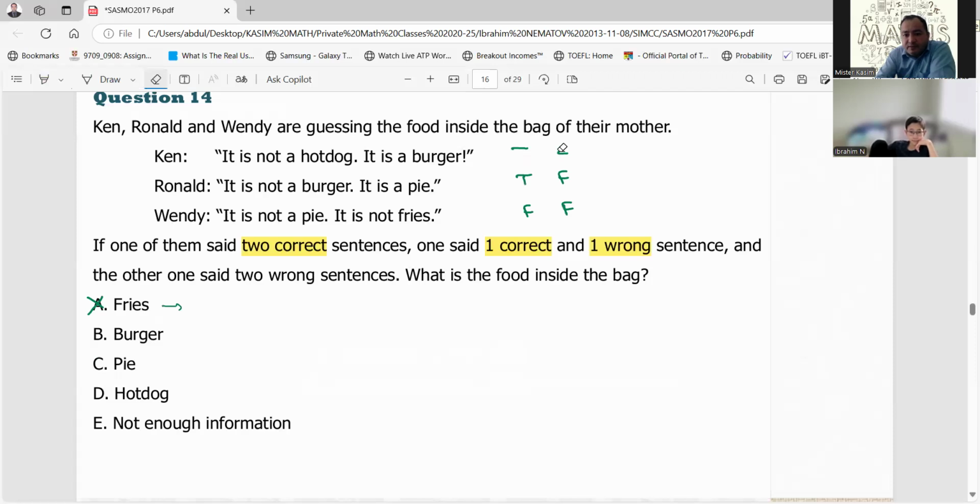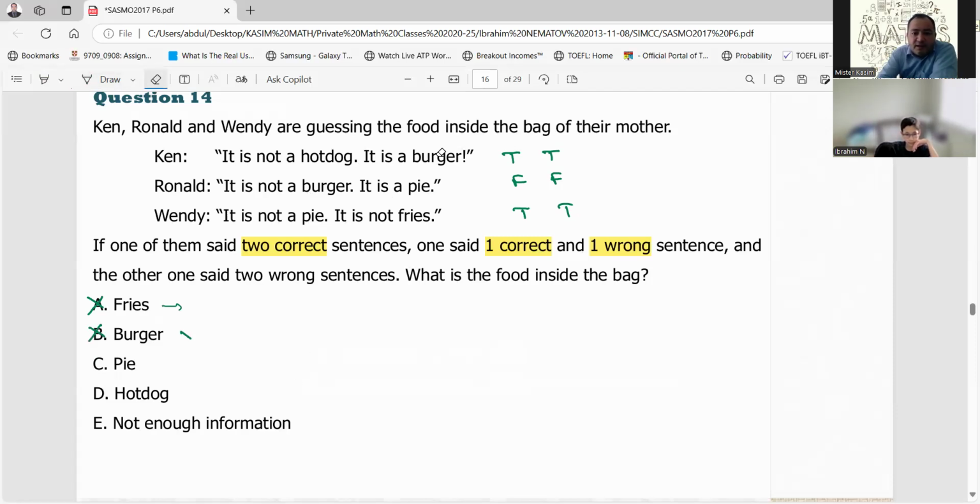Okay, did you get the idea? Oh, yeah. Then you're just following the same idea. Suppose it's burger now. It's not a hot dog. True. It is burger. True. It's not a burger. False. It is pie. False. It is not a pie. True. It is not fries. True. We have two true, right? Also, that's not possible.